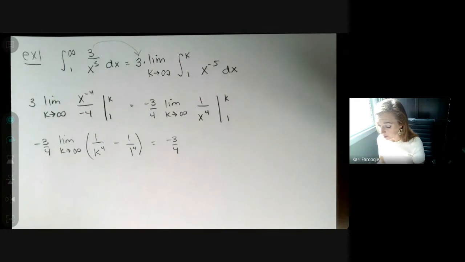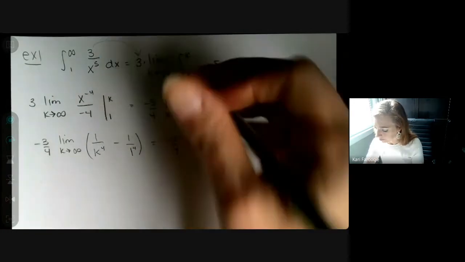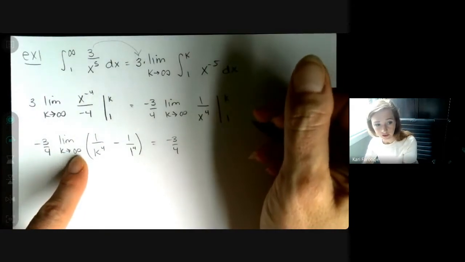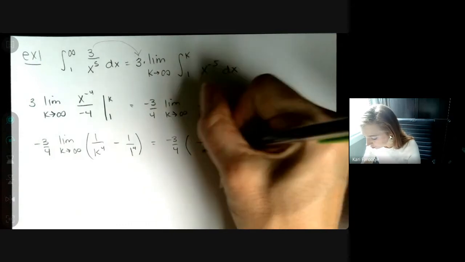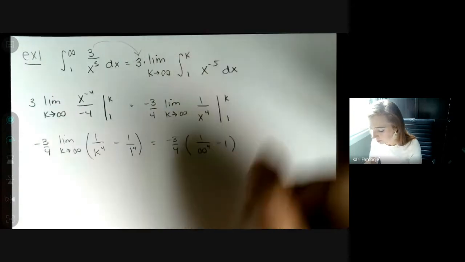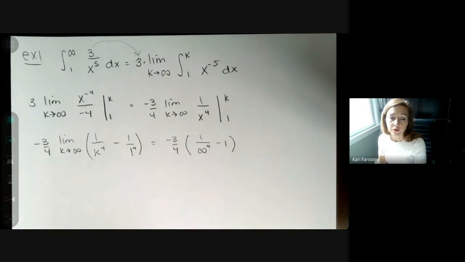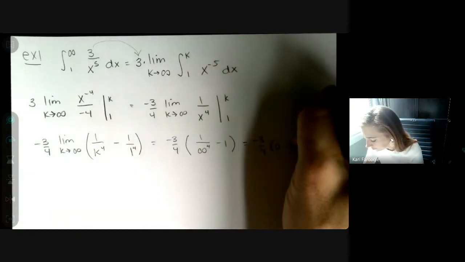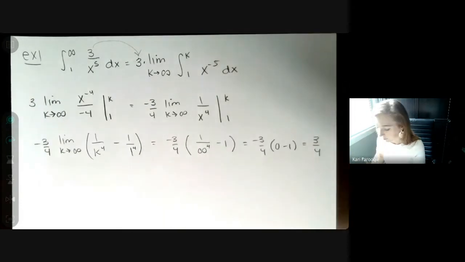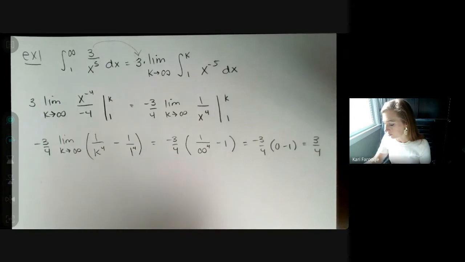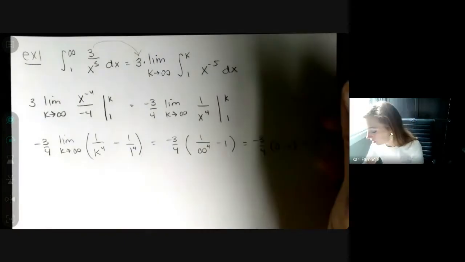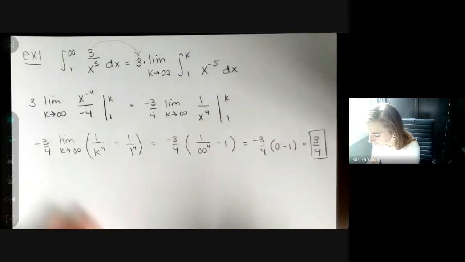Okay, and now if you'd like, you can go ahead and evaluate this limit. So when you evaluate the limit, remember you're replacing k in this instance with infinity. So you're going 1 over infinity to the 4th minus 1. If we're dividing a constant by infinity, that quotient is heading to 0. And then you end up getting 3/4 as the value of your integral. Negative 3/4 times negative 1 is positive 3/4. And then you would say that your integral converges.